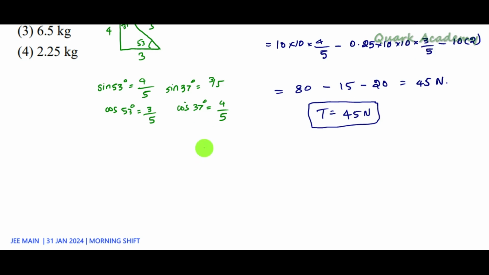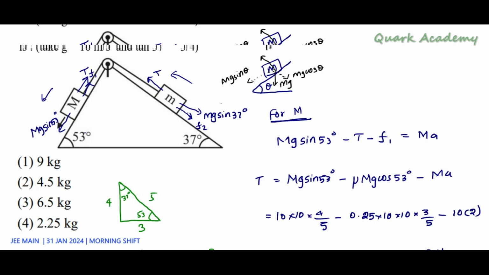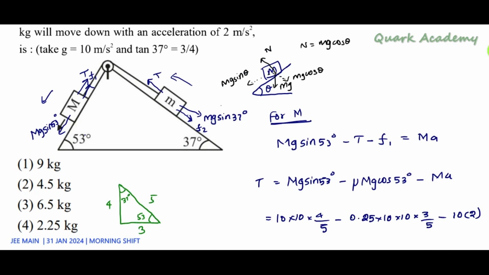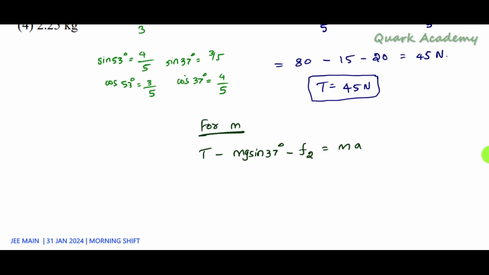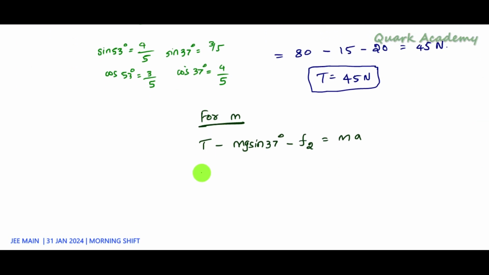I'll use another color for small m. So tension is acting upward. Mg sine 37 is downward, minus frictional force is downward, which is equal to m times a. Tension is upward, the two forces are downward, and acceleration is in the tension direction. So this is how it will look, and we'll substitute the things. This is 45 minus mg sine 37 minus, again mu times N we will write. Here N is the normal force, mg cos 37 degree, equal to ma.